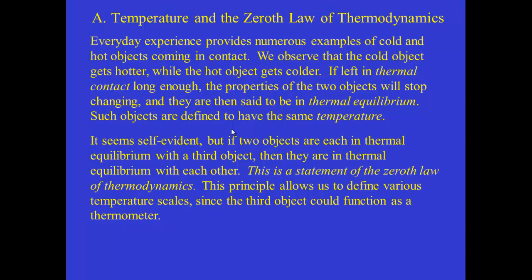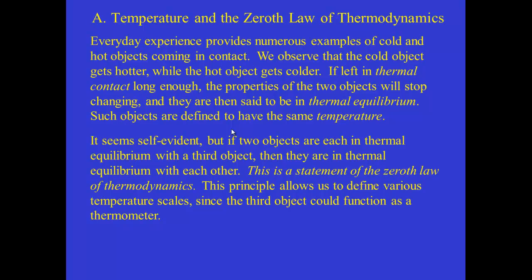So if that third object, let's say, is a thermometer or other device that has some kind of a readout on it that allows us to measure the properties of an object that it's touching, we call that reading a temperature. And the temperature is a measure of that object's tendency to either give up or absorb thermal energy when it comes in contact with something else.